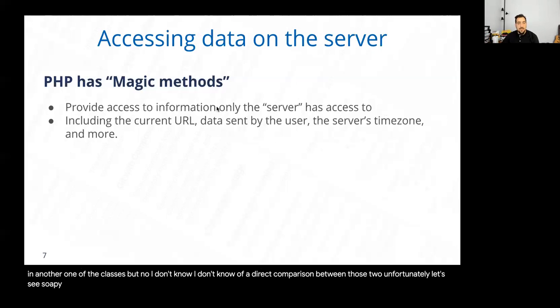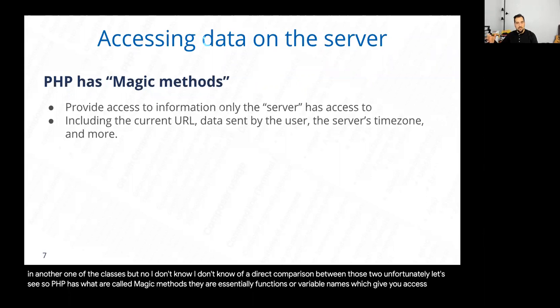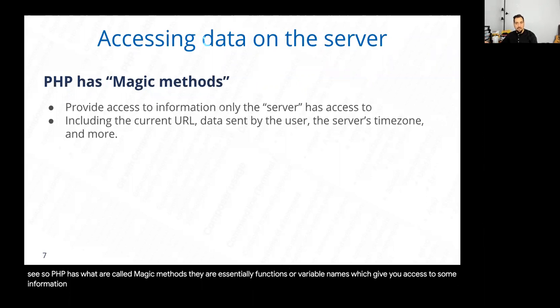Let's see, so PHP has what are called magic methods. They are essentially functions or variable names which give you access to some information on the server. So again, like the time zone of the person currently visiting, the URL which they visited, and more.